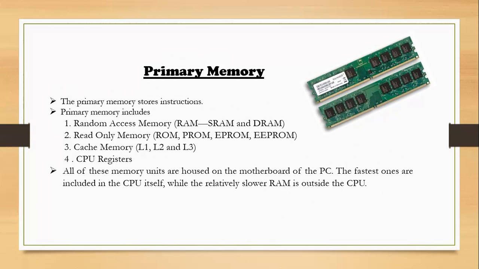Primary memory stores instructions. Primary memory means RAM. Again, in RAM there are two types, SRAM and DRAM. SRAM means static RAM. RAM means random access memory. Why is it called random access memory? Probably because it takes the same amount of time to access any part of memory. So it has two types: SRAM, which stands for static random access memory, and DRAM, which stands for dynamic random access memory.